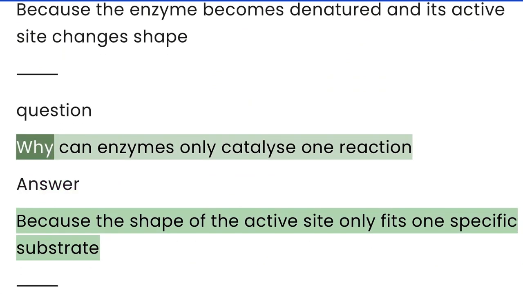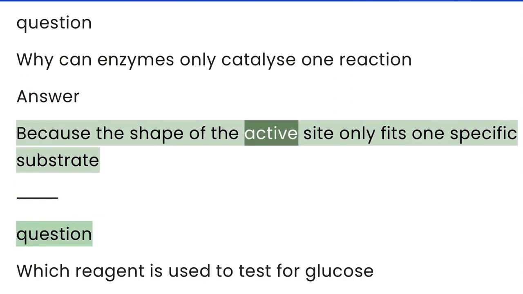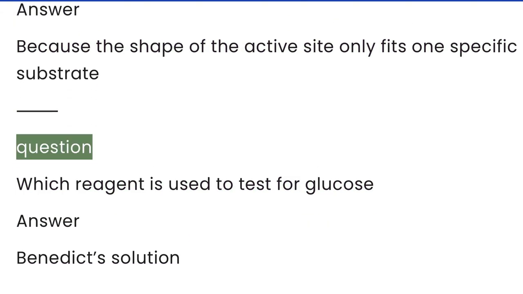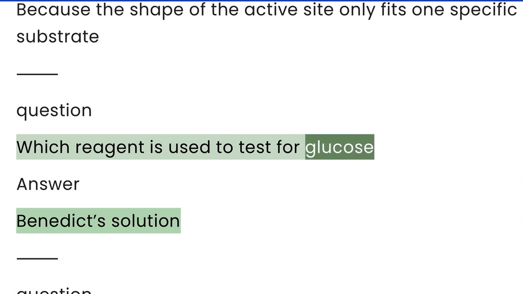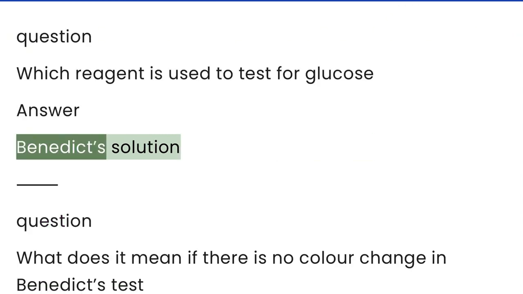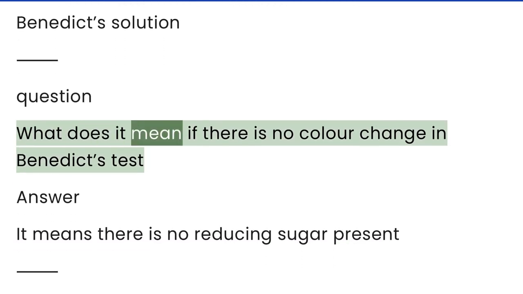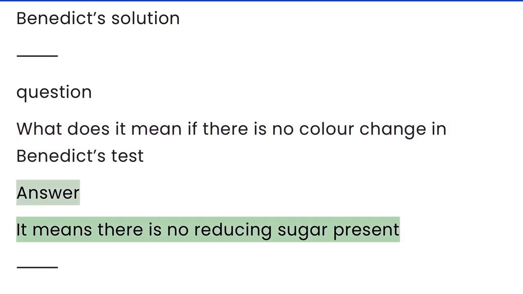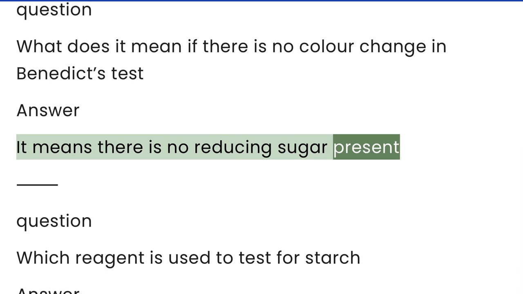Question: why can enzymes only catalyze one reaction? Because the shape of the active site only fits one specific substrate. Question: which reagent is used to test for glucose? Benedict's solution. Question: what does it mean if there is no color change in Benedict's test? It means there is no reducing sugar present.